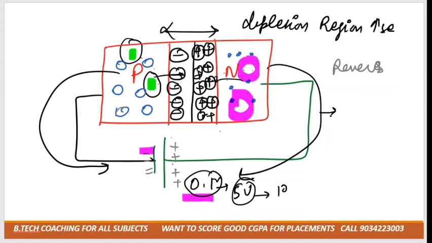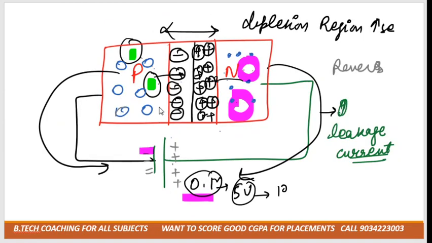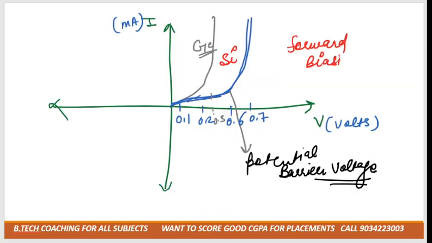But in that case there is not a sufficient amount of current. The current which is flowing is known as the leakage current. It's not the full current that we get in the case of forward bias. It's a leakage current, which is due to the presence of minority carriers. Clear?